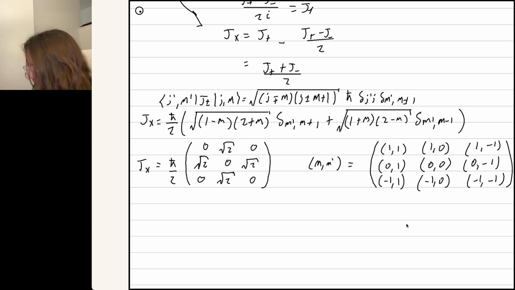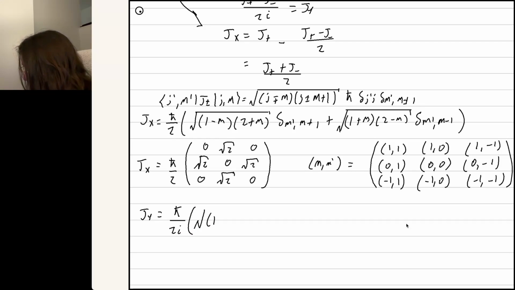Alright, let's write the Jy then, which is going to be, in terms of the matrix relationships, I'm going to write an h bar over 2i out here. It was J plus minus J minus over 2i, so this radical remains.